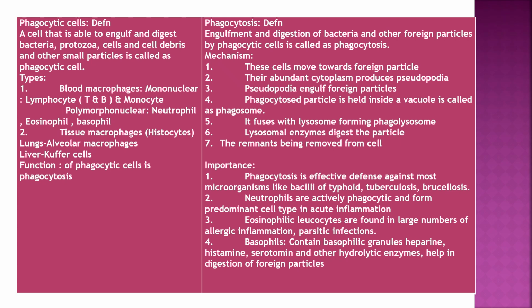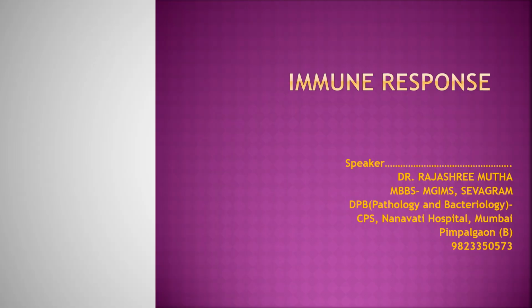Neutrophils are actively phagocytic and form the predominant cell type in acute inflammation. Eosinophilic leukocytes are found in large numbers in allergic inflammation and parasitic infection. Basophils contain basophilic granules, heparin, histamine, serotonin, and other hydrolytic enzymes that help in digestion of the foreign particles.